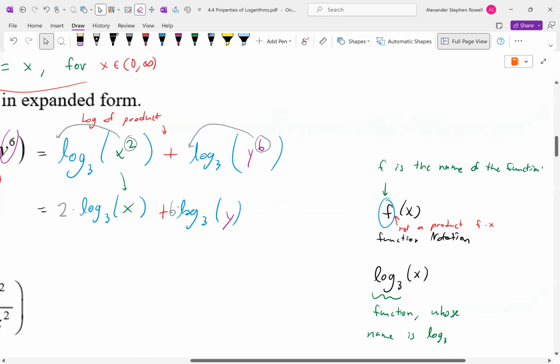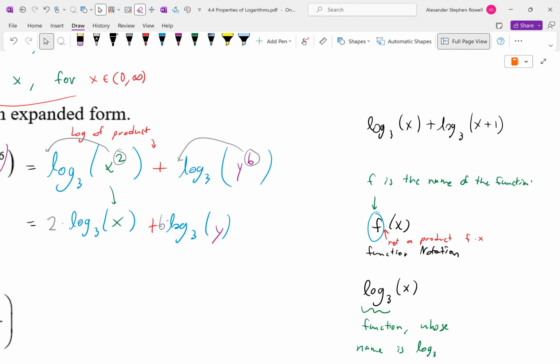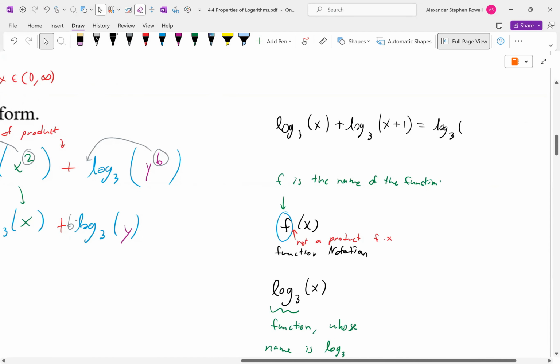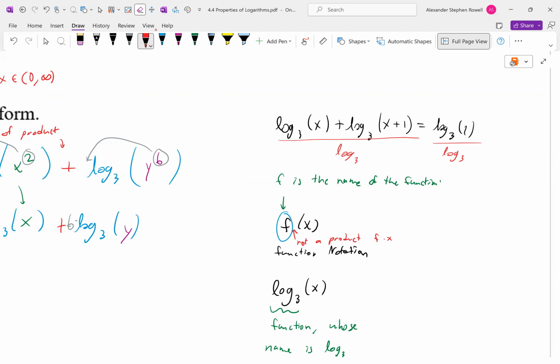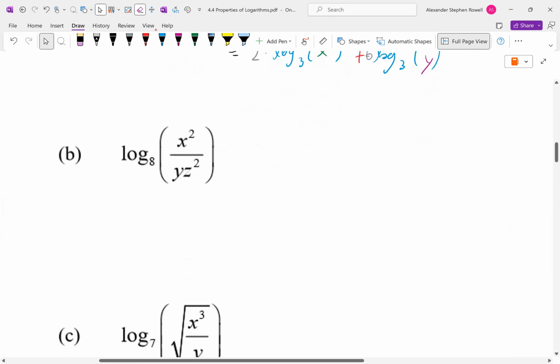The reason why I bring this up is because in 4.5, we have equations like log base 3 of x plus log base 3 of x plus 1 is equal to log base 3 of, can I do this in my head? 1. Okay, so we're solving something like this. And every quarter, someone does this. Right? This makes no sense because it's not a variable. That's the name of a function.